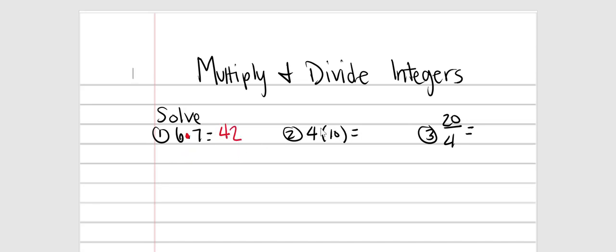In example 2, you have these parentheses that are separating the two numbers. Anytime you have two numbers smushed by parentheses, that's going to be multiplication. So 4 times 10 is 40. And don't forget that the fraction bar represents division. So 20 divided by 4 is 5.